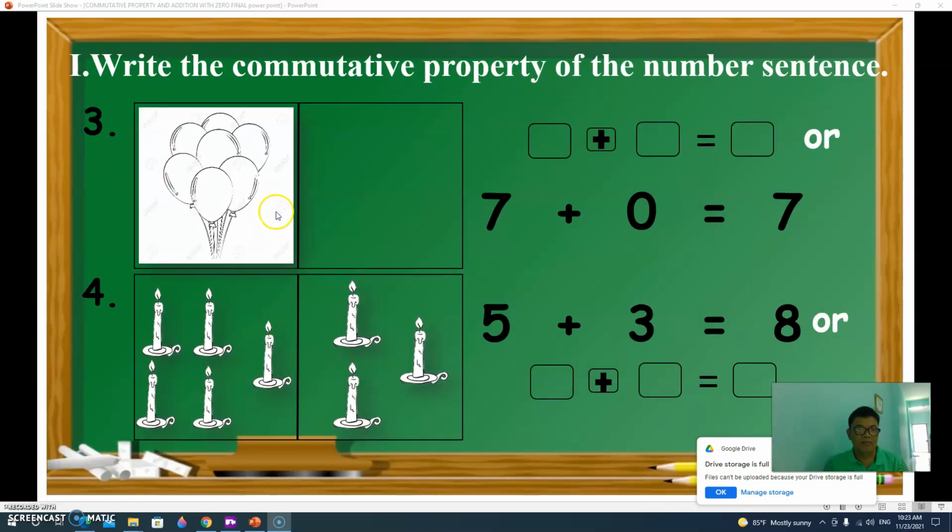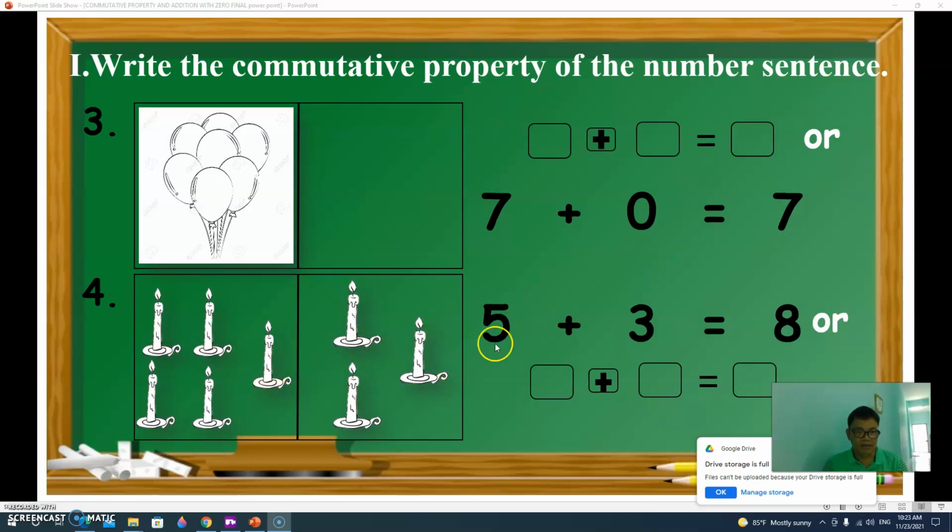For number 3, how many balloons are there? 1, 2, 3, 4, 5, 6, 7. So 7 plus 0 equals 7. Or you can write here 0 plus 7 equals 7, because 7 plus 0 equals 7 is already written here.